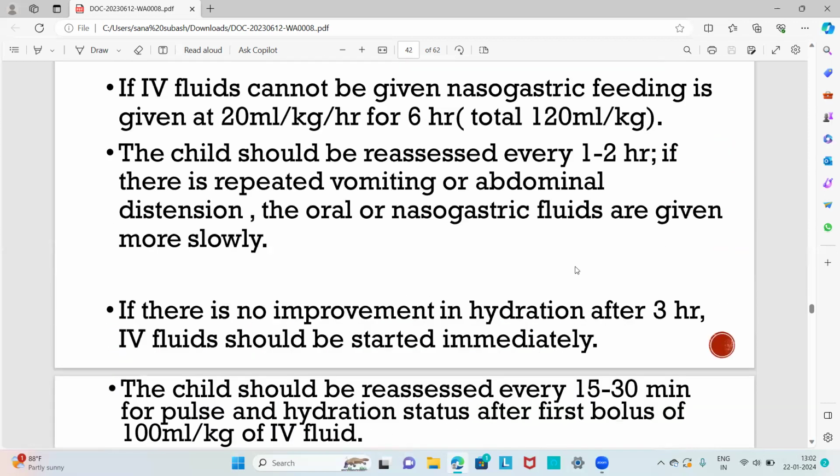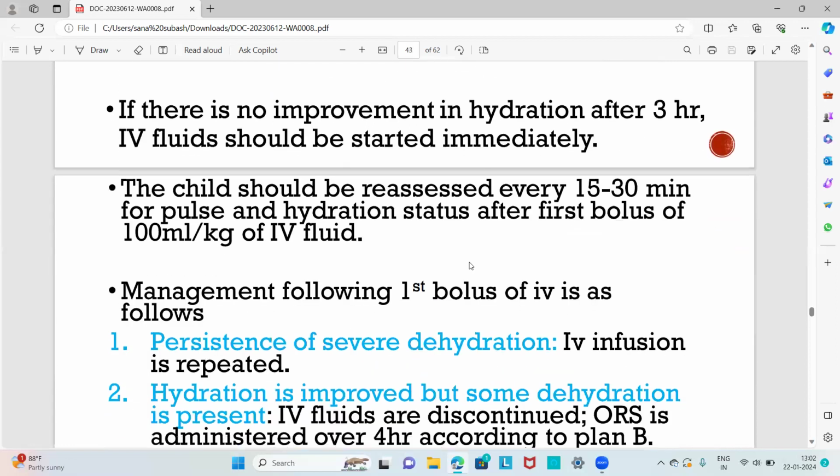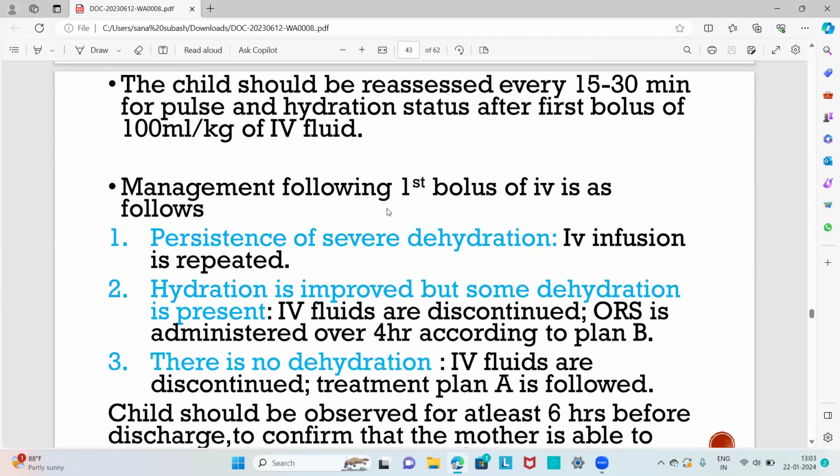In the case of IV administration, the child should be reassessed every 15 to 30 minutes for pulse and hydration status after the first bolus of 100 ml per kilogram of the IV fluid. So we have to check pulse and hydration status after the first bolus of 100 ml per kilogram of IV fluids. Then management following the first bolus of IV fluids is as follows.